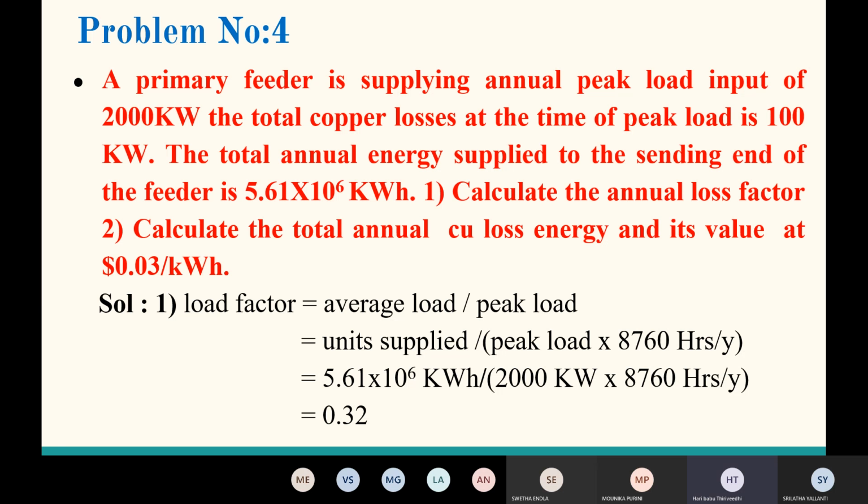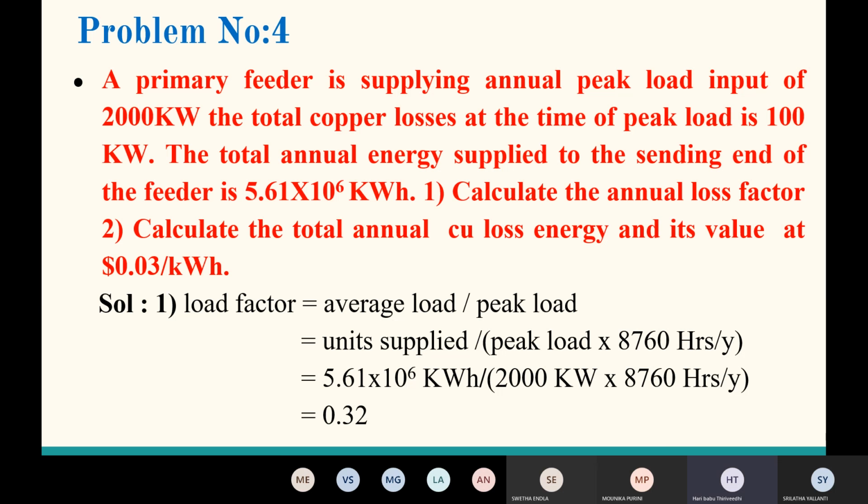Calculate the annual loss factor, and also calculate the total annual copper loss and its value at $0.03 per kilowatt hour. Normal problem, like the one before. Calculating the annual loss factor is no problem. Coming to the total annual copper loss, that is nothing but the annual power loss.